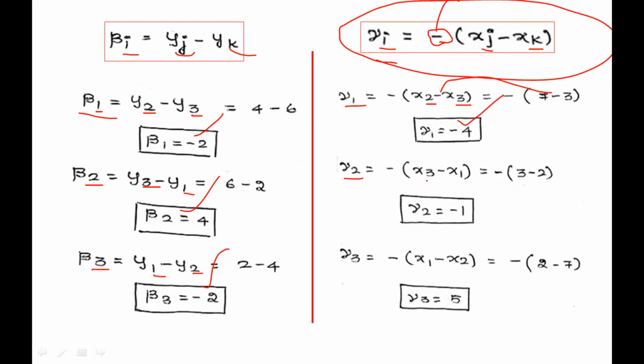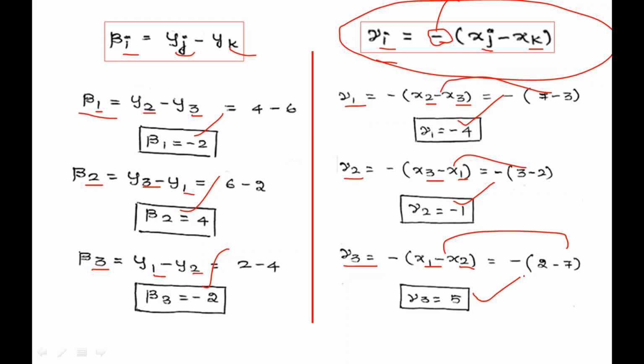Gamma 2, how to write gamma 2? Next to the 2 we have 3 and next 1. So minus of x3 minus x1. Substituting the values, we are getting gamma 2 as minus 1. Gamma 3, we are writing for 3. So next one is 1 and 2. Minus of x1 minus x2. Substitute the values. We are getting gamma 3 equal to 5.